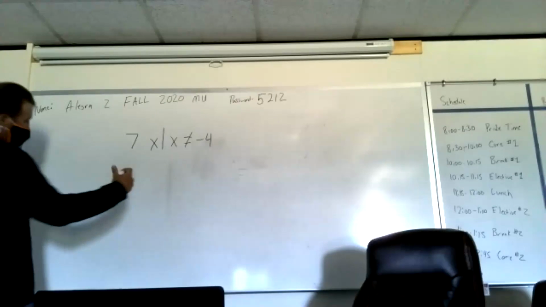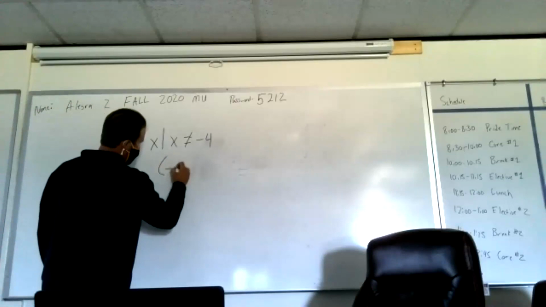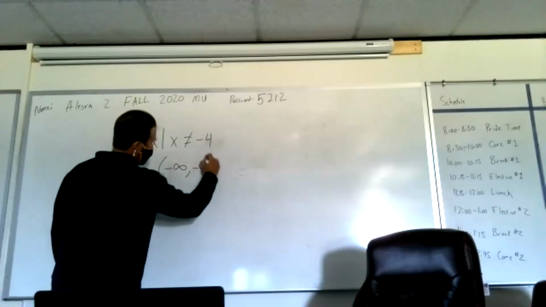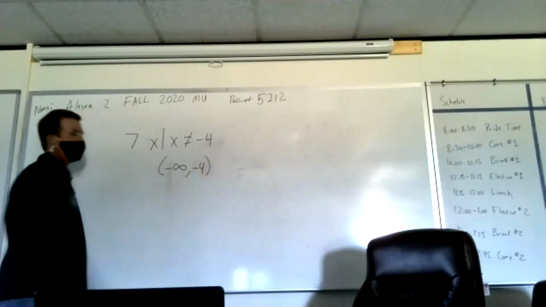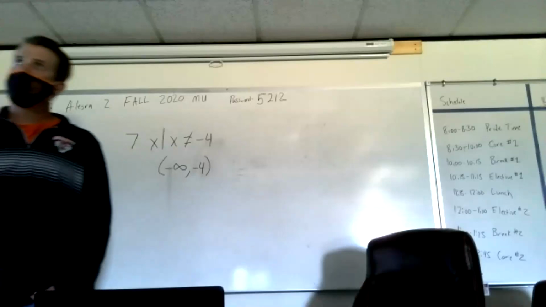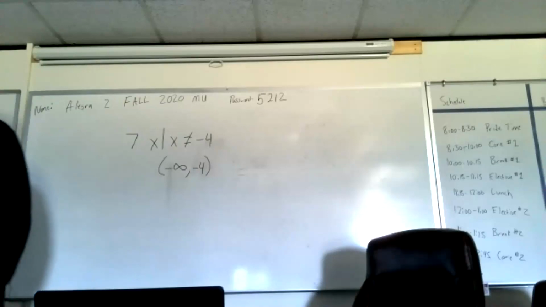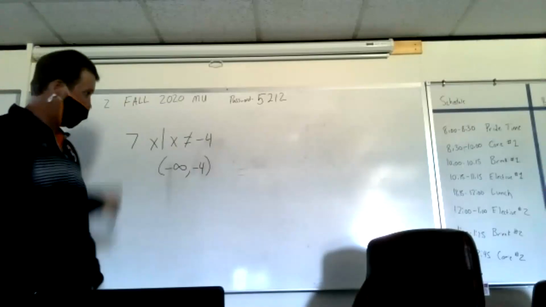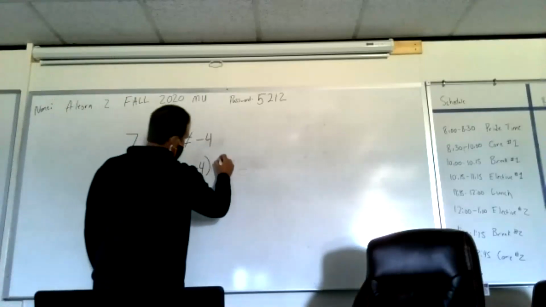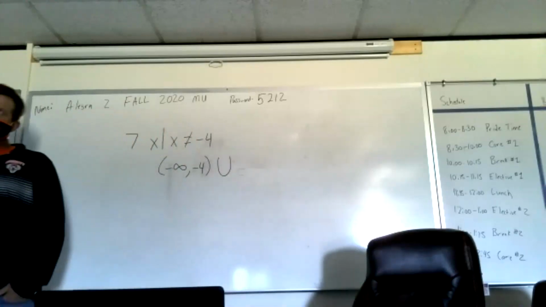The first one, we're going to take care of everything that's negative. So we're going to be unbounded at -infinity, and then we're going to have -4 with a parenthesis. The parenthesis is saying -4 is not a part of that set. If it could be -4, then we would put a bracket. But in this case, we're specifically told X cannot equal -4. And then our union symbol, just a U, stands for union. We're bringing those together.